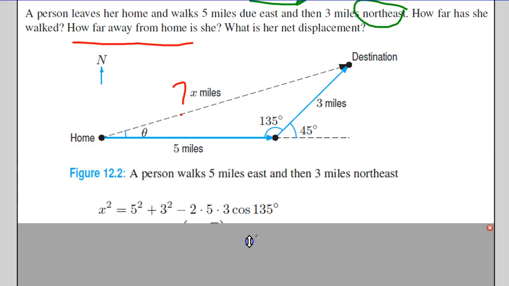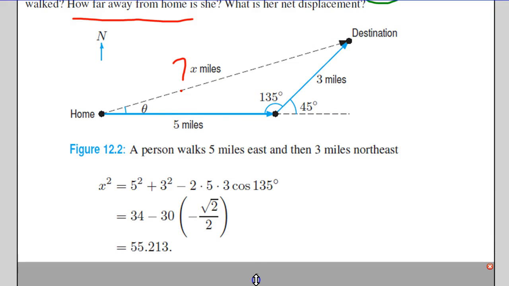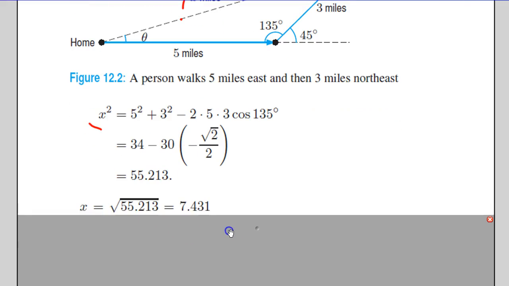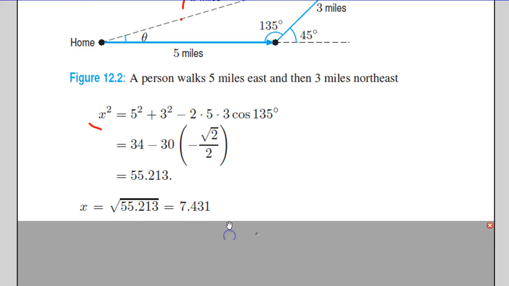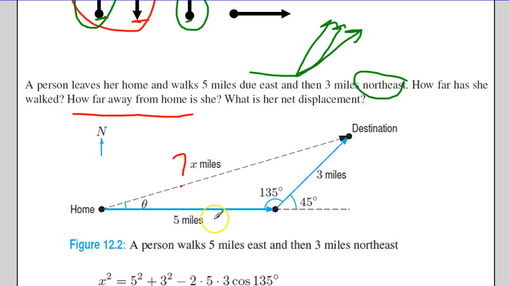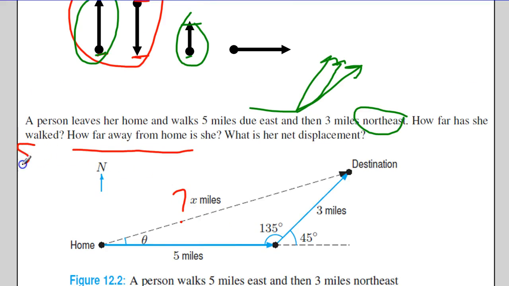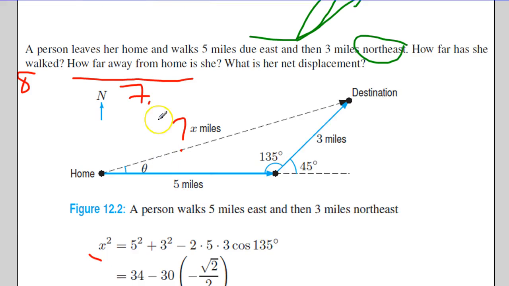And law of cosines looks like this, where this is my A, this is my B, so A squared plus B squared minus 2 times A times B times cosine of the angle in between. When we do that, we get an answer, but that answer is only for x squared, not for x, and so we take the square root, and we have an answer to the second question. We know she walked 8 miles in general, but she's actually 7.4321431 miles away. I forgot the miles.